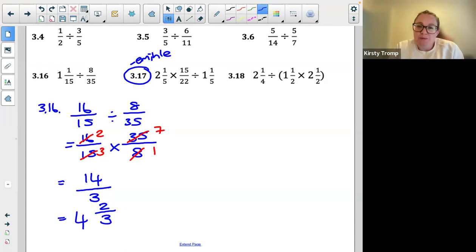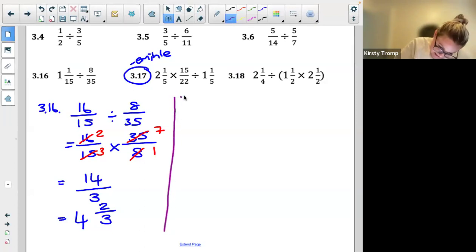Cool. Okay, so Amishle asked me really nicely, ma'am, she wants to do 3.17. Right, Amishle, let's go. 3.17. Talk to me. So, ma'am, what I did was I changed the mixed number, so 5 times 2, which is 10, plus 1 is 11 over 5. Good. So you got 11 over 5.